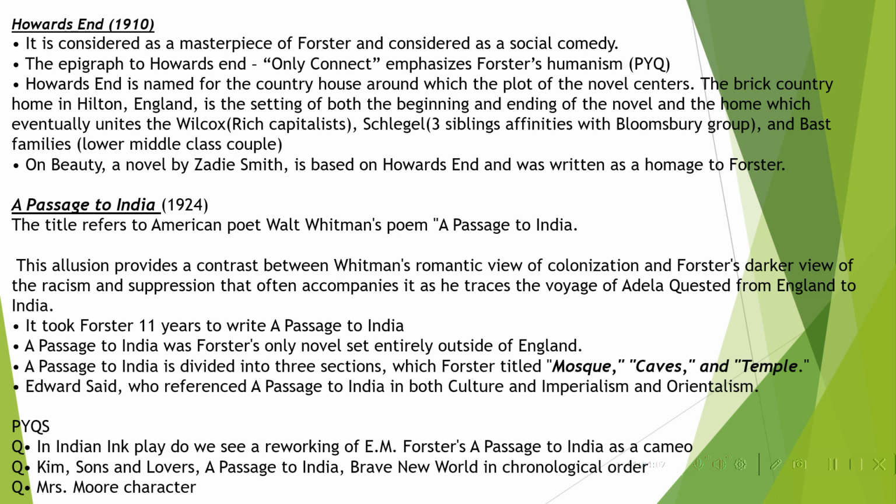And there are three families, just remember the names, they might ask you in the exam which one was not there. The Wilcoxes are very rich, they are capitalist. Then the Schlegels are people of German origin, and they are trying to live a very real life, and they are trying to represent the people of the Bloomsbury group. And the Basts, they are representing the lower middle class. So this is a novel which is talking about the mingling of these three different classes. As you can see, one is rich, one is having a real life, and one is living as a lower middle class person.